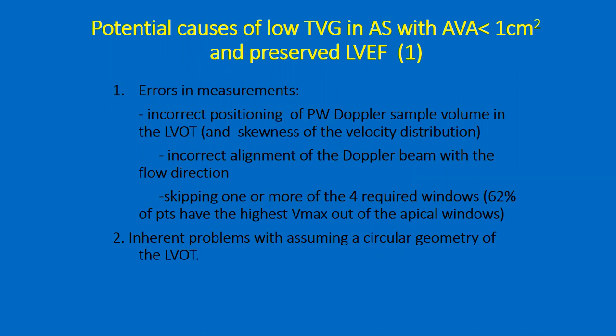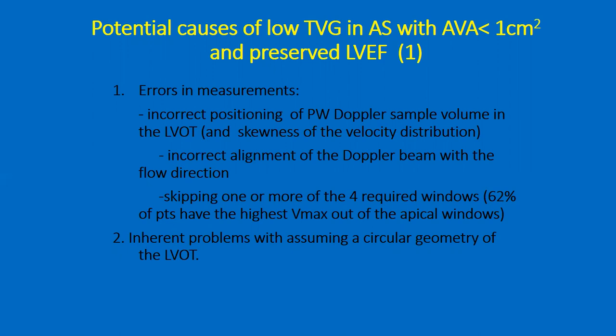So causes for low gradients in the presence of aortic valve area less than 1 centimeter square in patients with preserved left ventricular ejection fraction comprise, first of all, errors in measurements due to incorrect positioning of pulse wave Doppler sample volume in the left ventricular outflow tract, incorrect alignment of continuous wave Doppler beam with the flow direction, and more frequently skipping one or more of the 4 required windows for the evaluation of aortic stenosis.